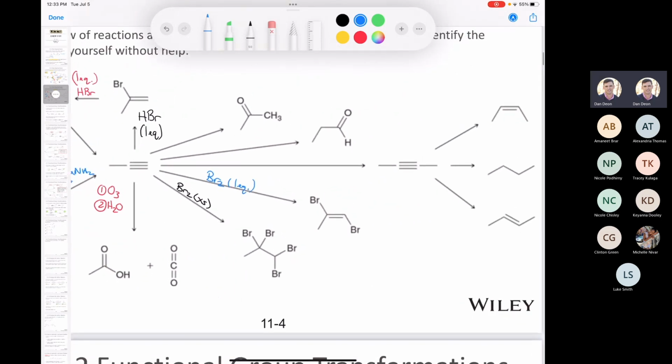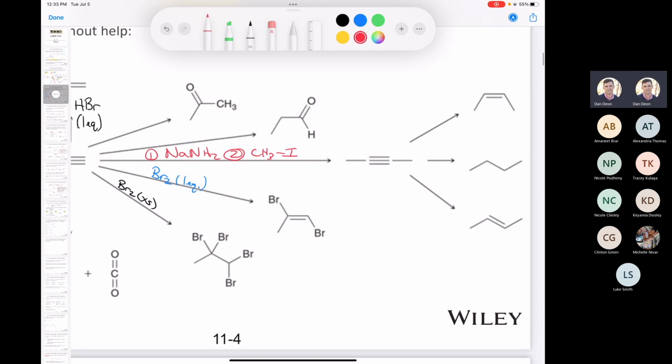The next one, going from propyne to 2-butyne, this is something that we looked at already during our practice this morning. So the first step was sodium amide to deprotonate, and the second step was methyl iodide or methyl bromide or methyl chloride. We'll just put methyl iodide.